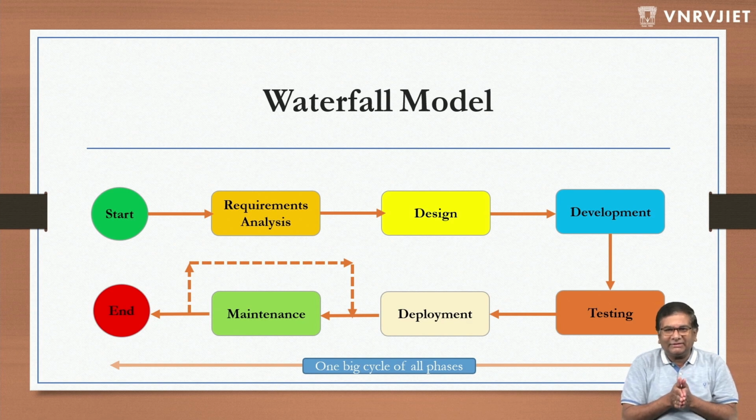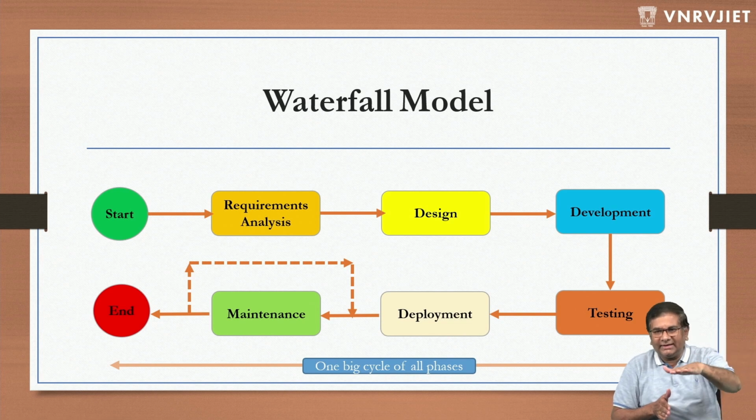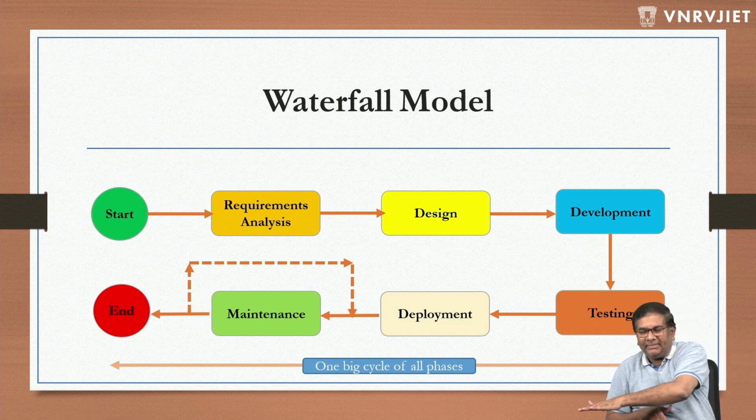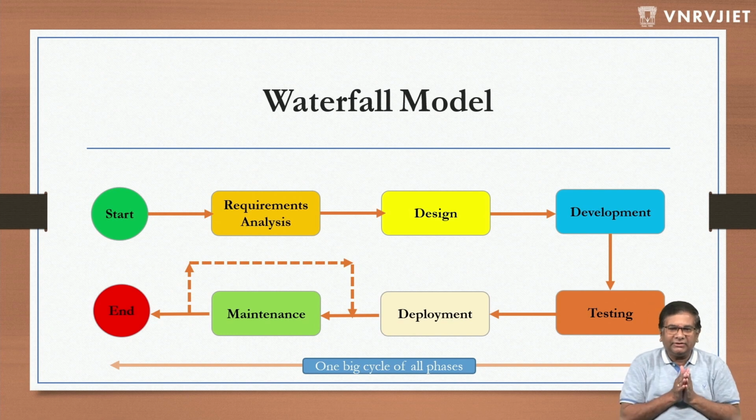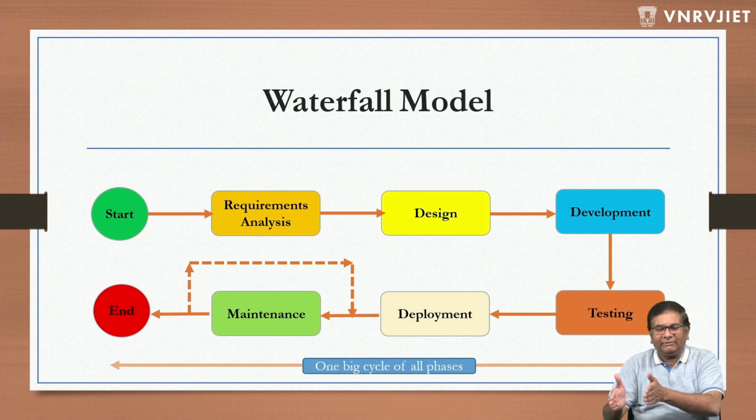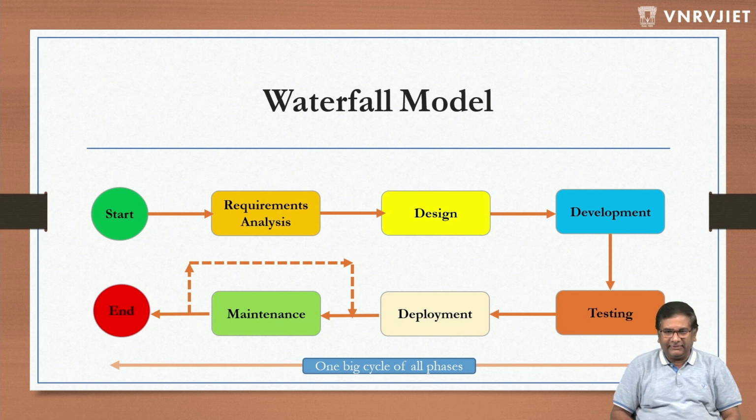It is named waterfall because the flow is in steps: requirements analysis, design, development, testing, deployment, and maintenance. It's like when you pour water, the way water flows from one place to another, this is how it happens in a sequential manner. Now this looks good. One of the characteristics of the waterfall model is, as I told earlier, once a phase is completed, it will immediately go to the next phase, and there is no overlap between any phases.